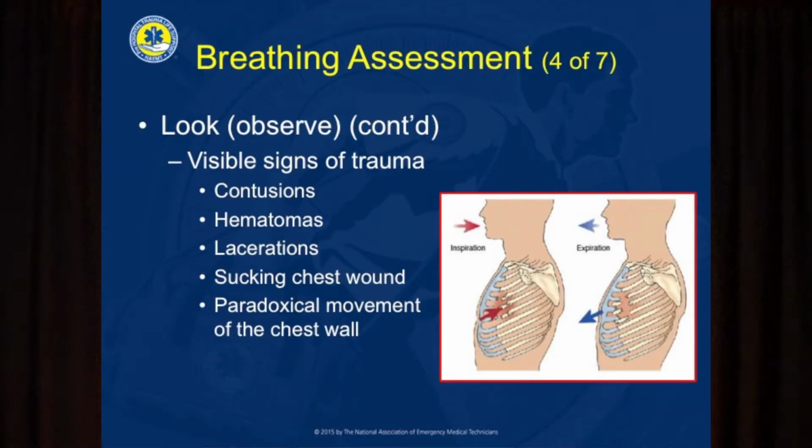We're also going to look to see if we see anything on the chest, such as contusions, hematomas, any lacerations, those sucking chest wounds where you may actually see sucked in, or you may see bubbling of blood coming out. Is there paradoxical chest wall movement indicative of a flail chest? Right? Is there unequal chest rise, which may be indication of a pneumo or a tension pneumothorax?